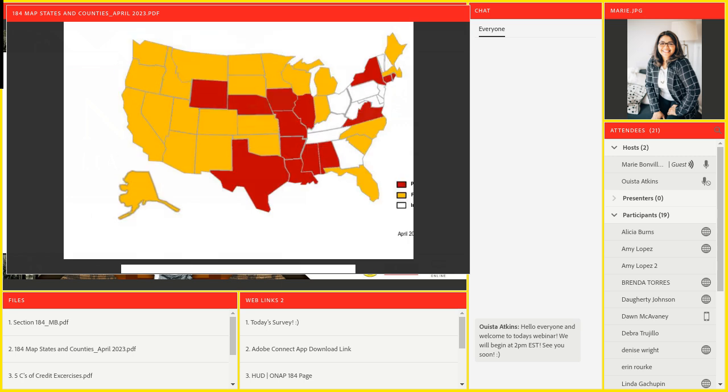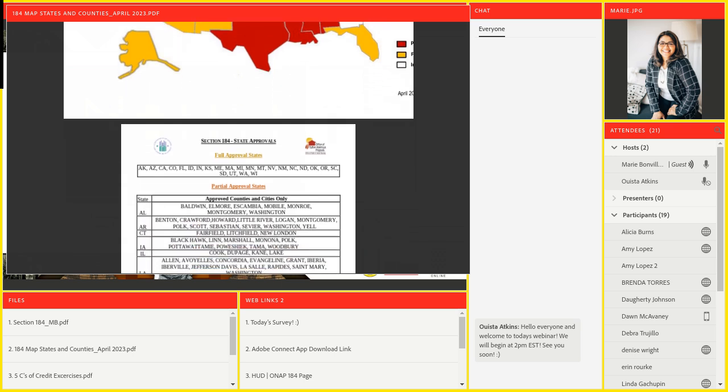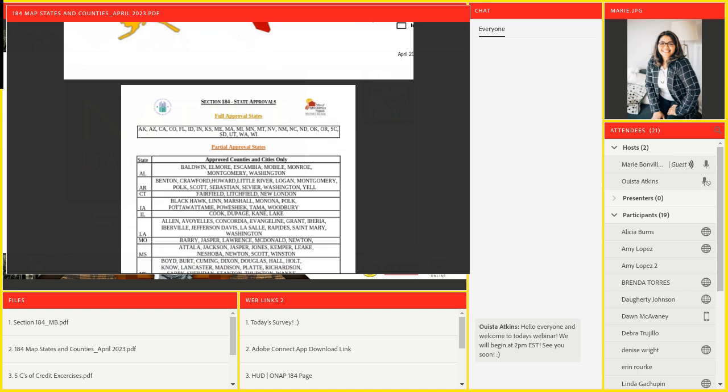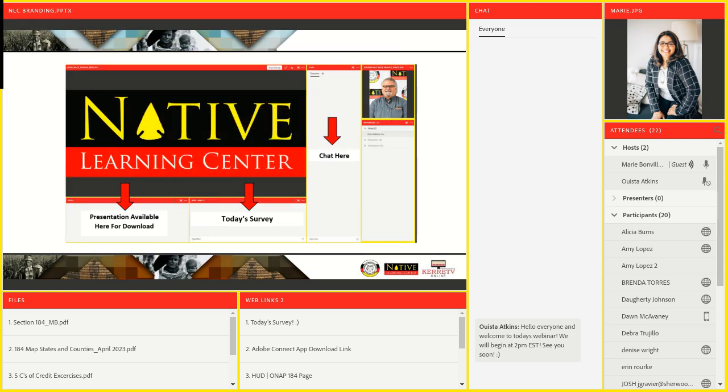And of course, you've got your states that are ineligible at this time. This document was updated as of April 2023, so it's fairly recent. It also spells out here, for the partially approved states, where exactly those areas are. So that's helpful as well. Wanted to make sure you had that. And so I'll get rid of this one as well.